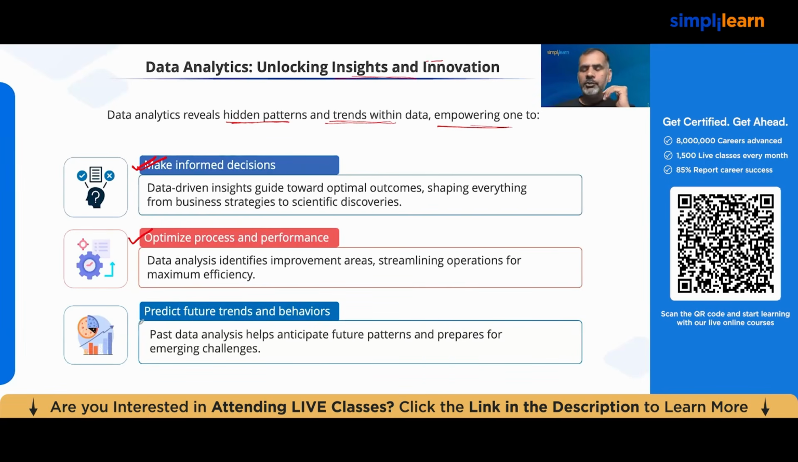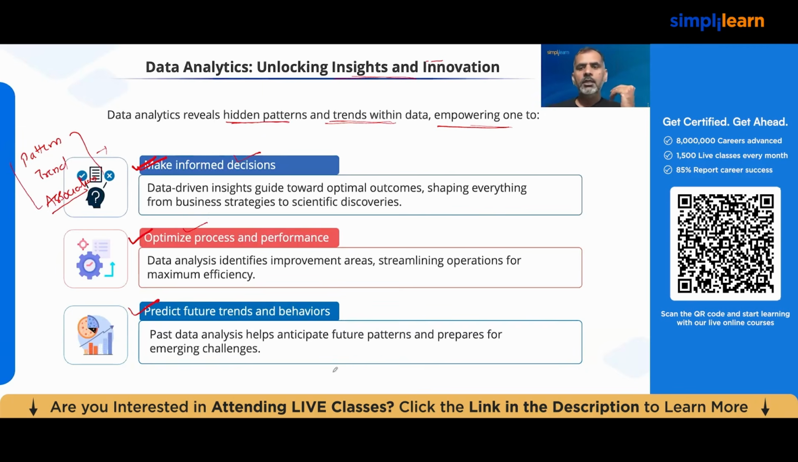And finally, once you identify any patterns, trends or associations in the data, you can certainly use this information to train a model that can help you to make future predictions. So these are the objectives of the overall process of data analysis. Data analysis helps you to make better, more informed decisions. It can help you to optimize the process and performance of the system. And it can help you to make future predictions in terms of trends and behavior that you can see from the past data.